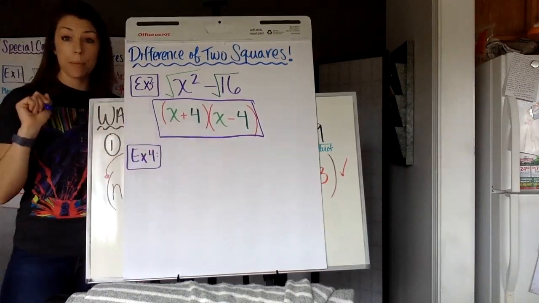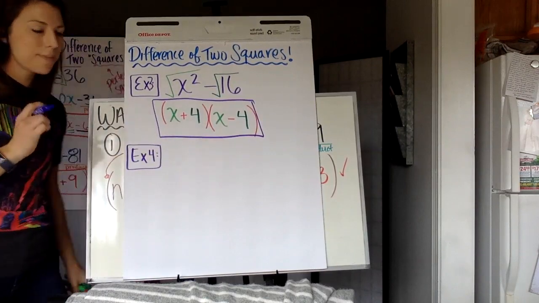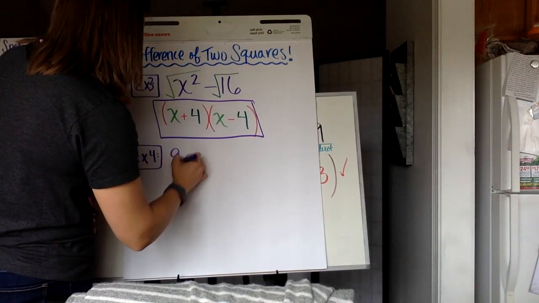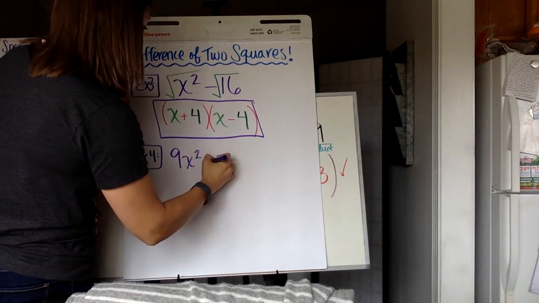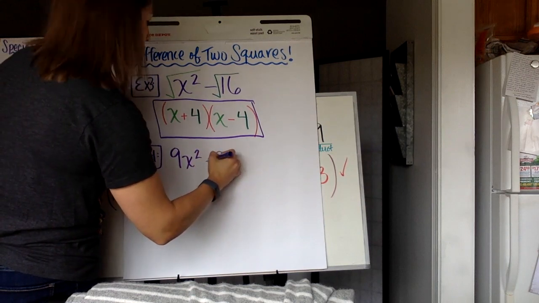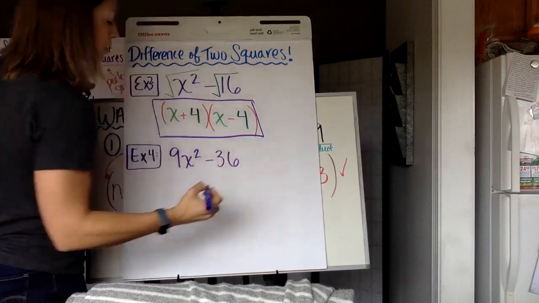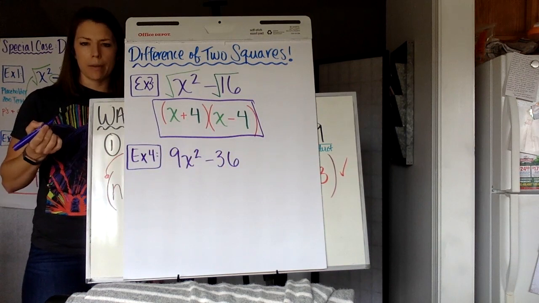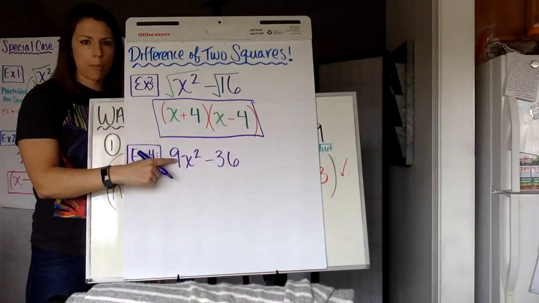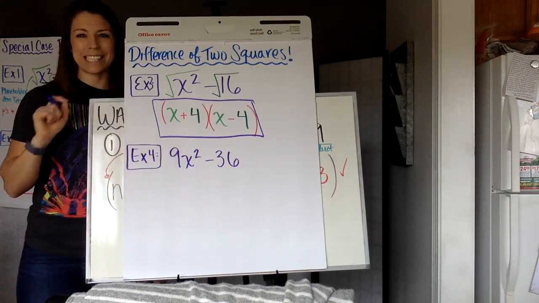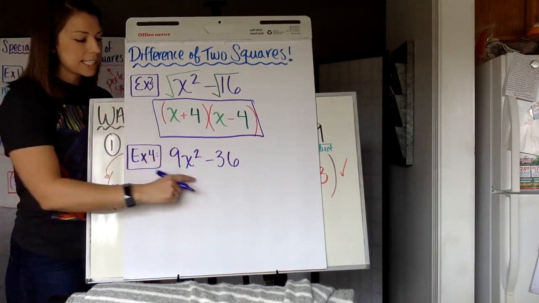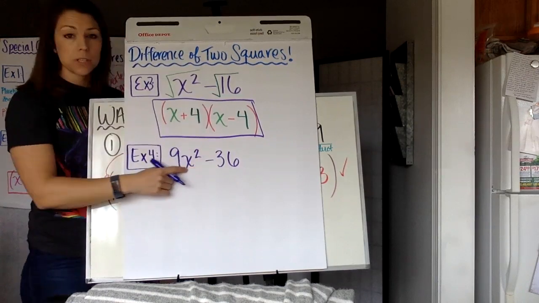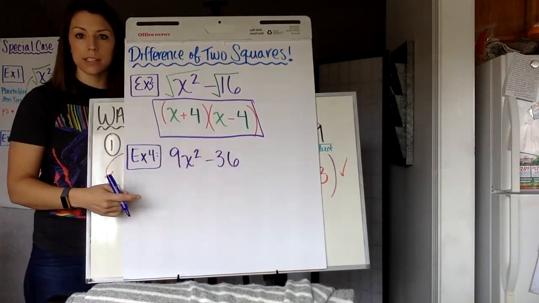Now, this one I'm going to purposely do a little bit differently, okay? Here we go. I'm going to do 9x squared minus 36. Okay, wait a minute. I put a 9 there. Did I mean to do that? Yes, I did. Okay, check 1. Is it a difference? Yes. If it's not a difference, you can't do it. Check 2. Does it have 2 terms? 1, 2. Yes. Check 3.